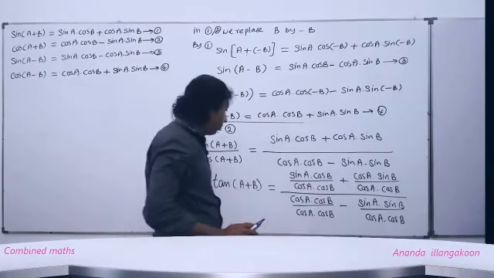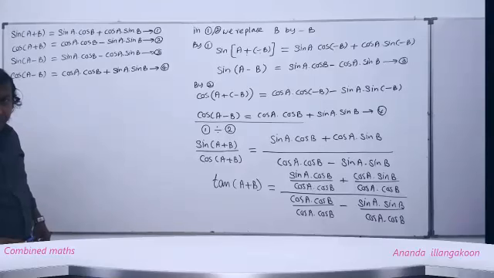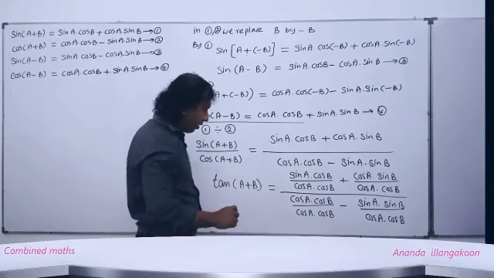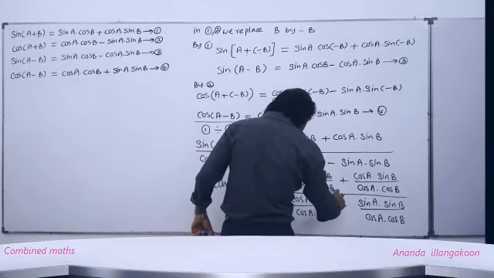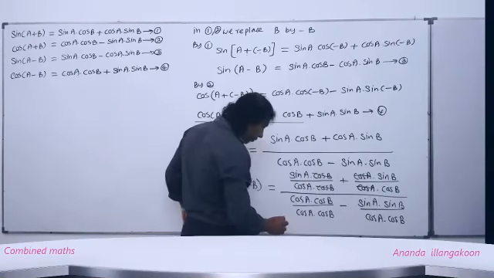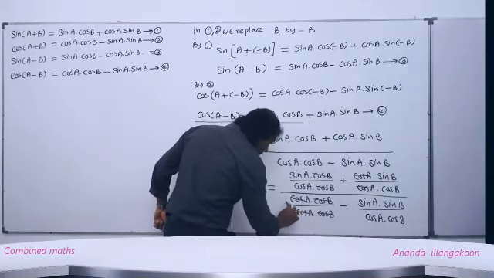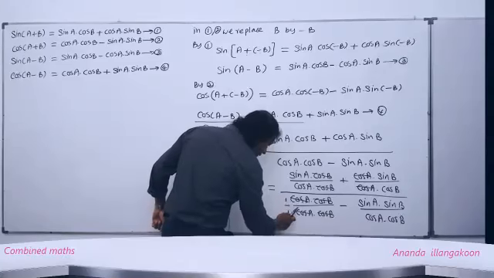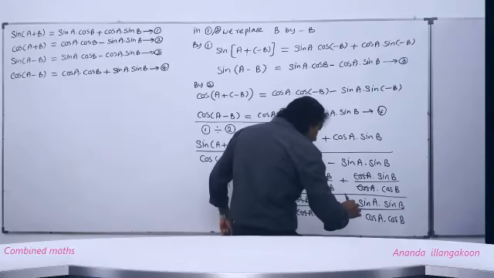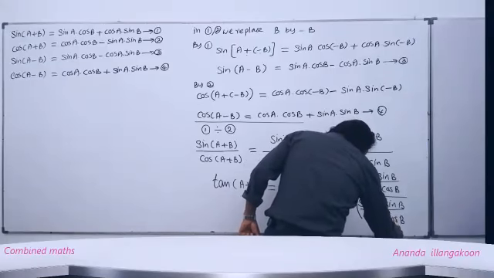We get like this. Now children, see what happens. On the right hand side, we divided both the numerator and denominator by cos A cos B. Now see what happens. Here cos B and cos B we can cancel, people. This cos A and this cos A you can cancel. This cos A with this cos A, this cos B with this cos B, we get 1 by 1. That is 1 by 1 is 1. Here this sin A divided by cos A and this sin B divided by cos B we take separately.